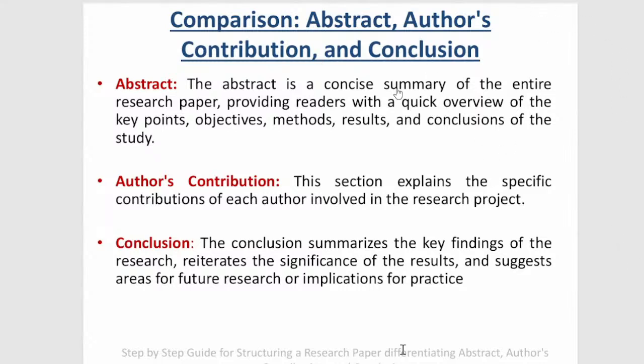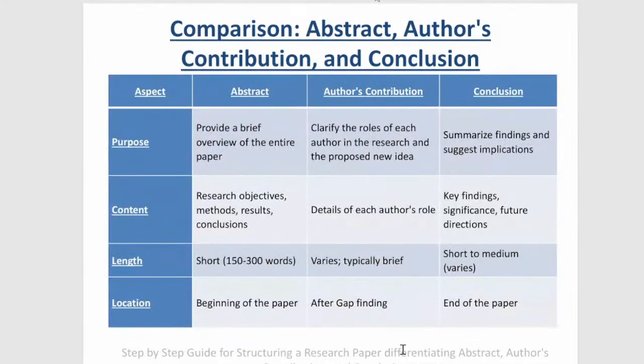Here are the three key differences, three key points. While we are writing the abstract, we are trying to summarize each part of our paper, keeping in mind that the readers should be attracted to read the complete paper. Author's contribution includes whatever new concept is being proposed, my contribution proposed in that particular paper. And what are the roles of the authors? Of course, that also comes under the author's contribution. And the conclusion summarizes the key findings of the research. It reiterates the significance of the results and suggests areas for future research or implications for practice.